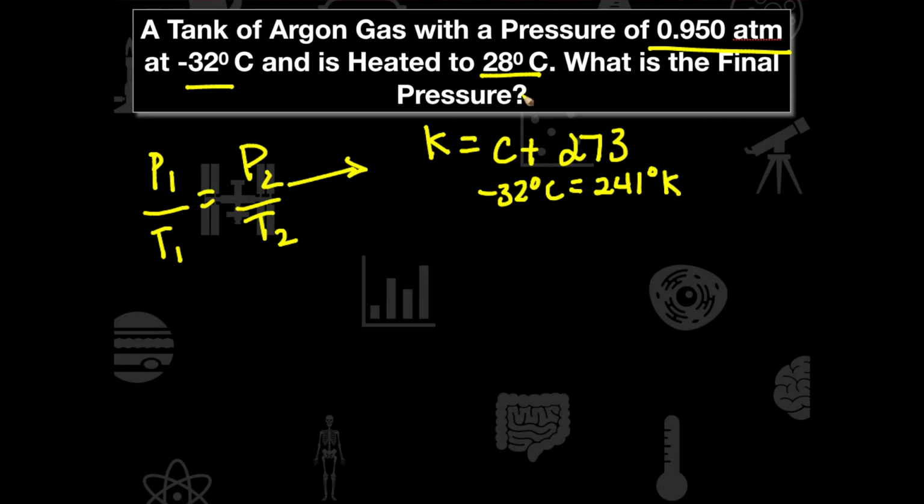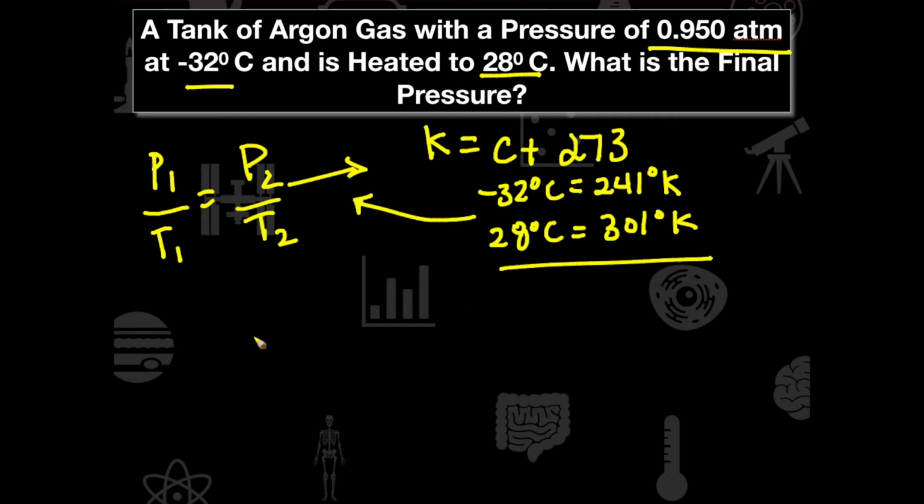Now if we do this for 28 degrees Celsius, we're going to do 273 plus 28. So 28 degrees Celsius is equal to 301 degrees Kelvin. Okay, perfect. So now we can go through and punch this into our formula here. Initial pressure is 0.950 atmospheres. Divide that by our initial temperature, which was negative 32 degrees Celsius.